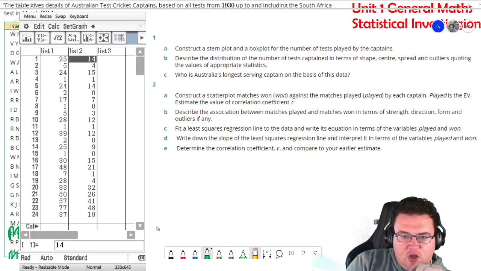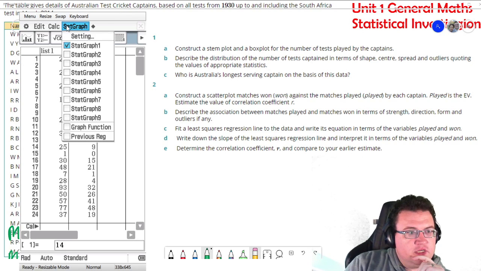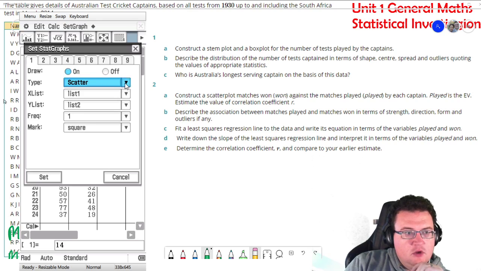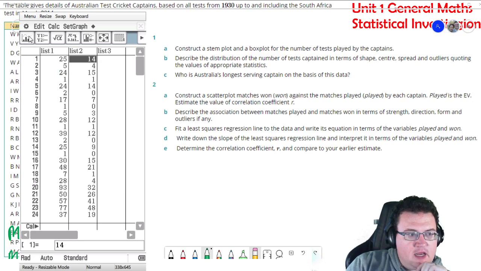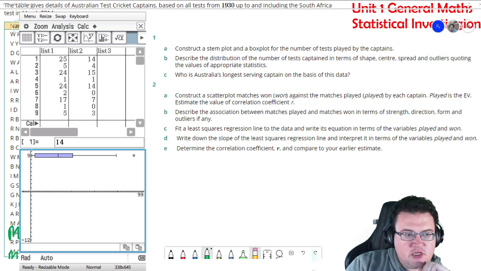So we've done our stem plot, which I just had up on the screen before, and now I need to find the box plot. So I'm going to go to set graph setting, change it to med box. I want to see the outliers, and I'm going to hit set. I'm now going to draw it, and hey presto, there's my graph. All right, that's my box plot there.